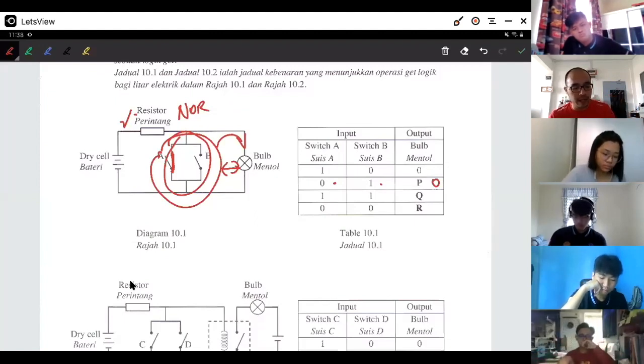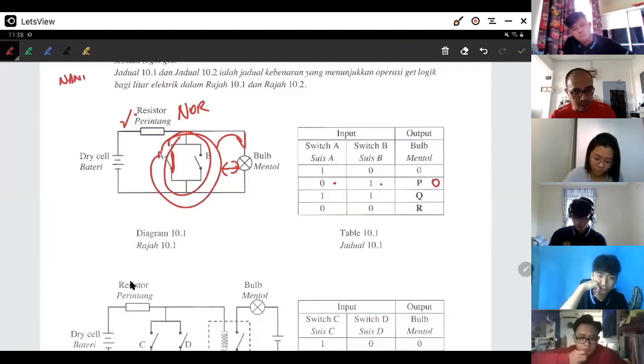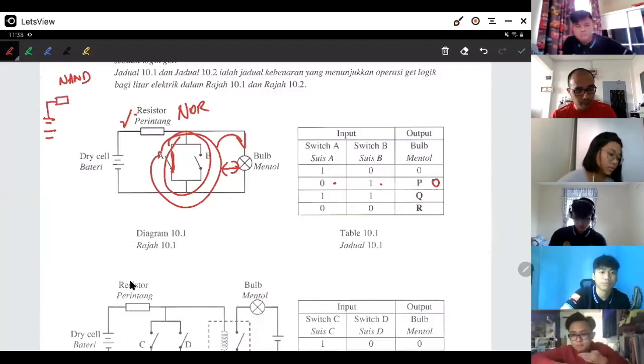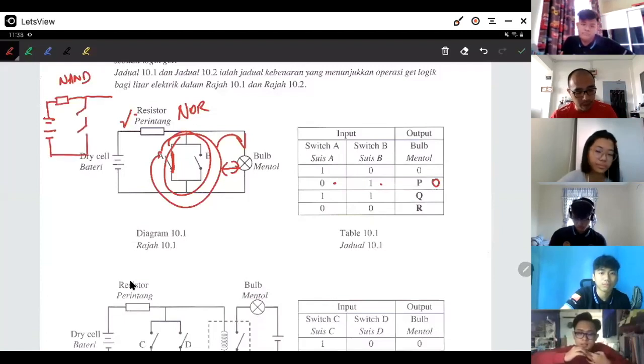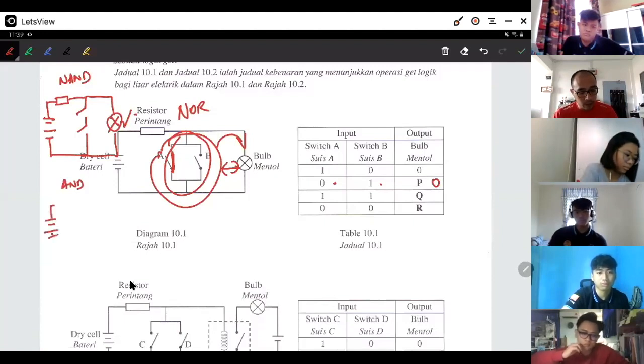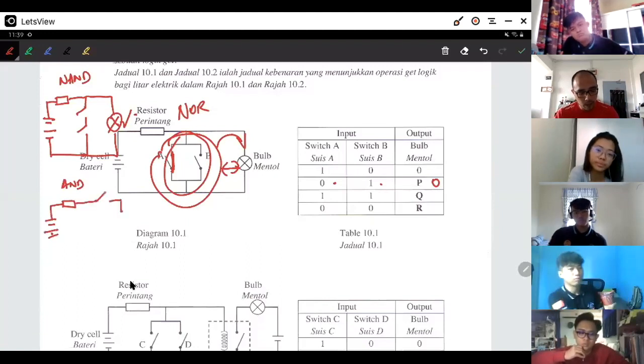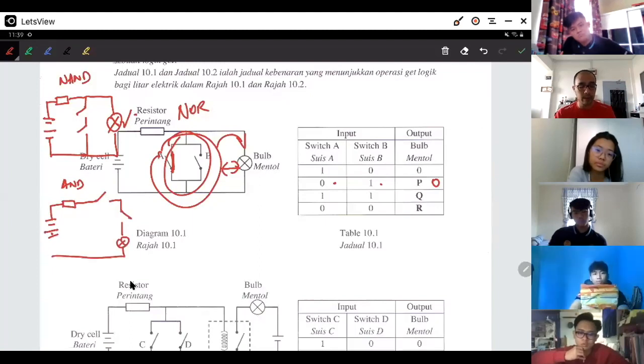So if it is a NAND gate, it's the same exact thing. You have the battery, you have the resistor over here, but the two switches are arranged in series, but in parallel to the bulb. This is NAND. For AND, it is like this: the resistor, but there's only one circuit, like this. There is no two paths. This is the AND gate. This is the NAND gate. This is the AND gate.